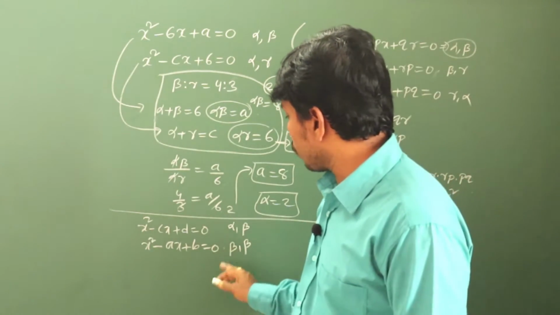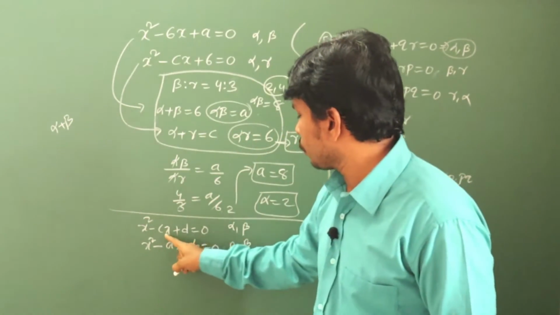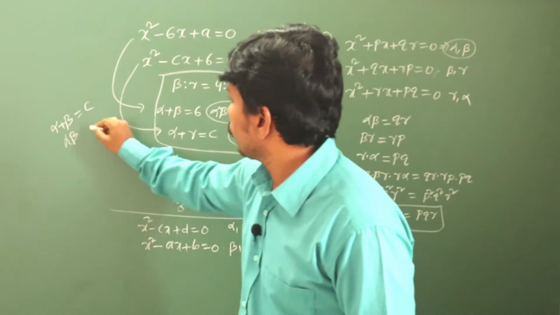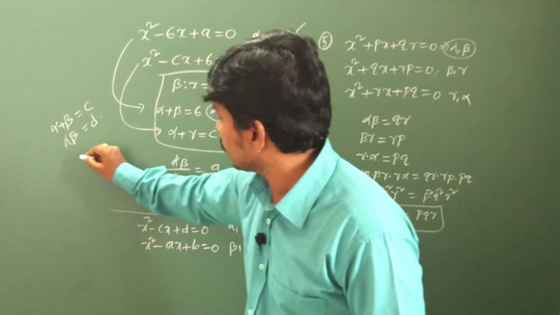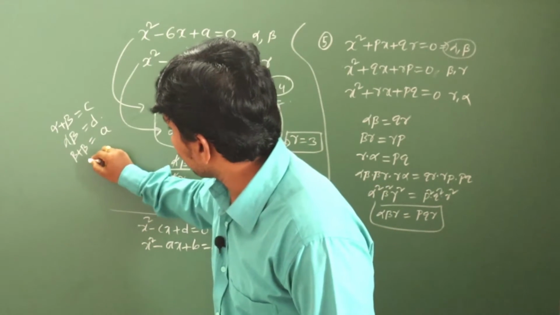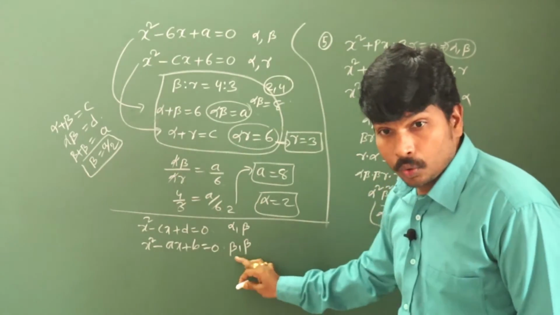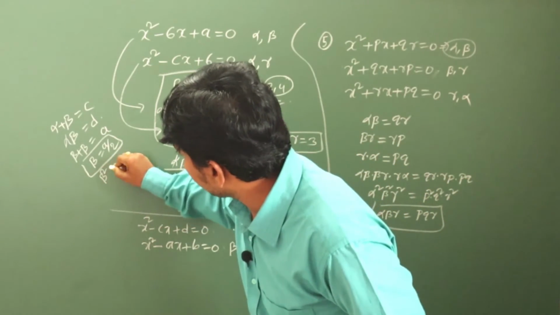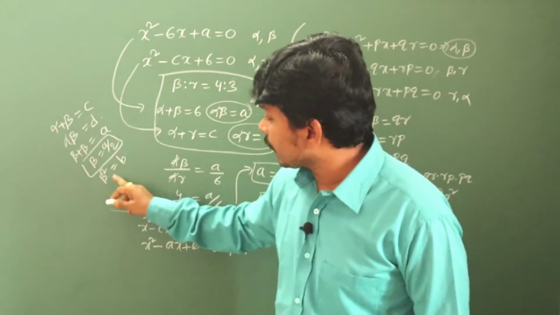Now observe. For the first equation, the sum of the roots alpha plus beta equals C, and the product of the roots alpha beta equals D. For the second equation, the sum of the roots beta plus beta equals A, so beta equals A by 2. The product of the roots beta into beta equals beta square, which equals B.